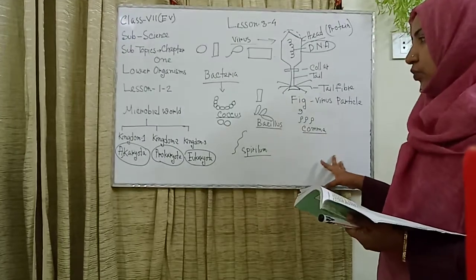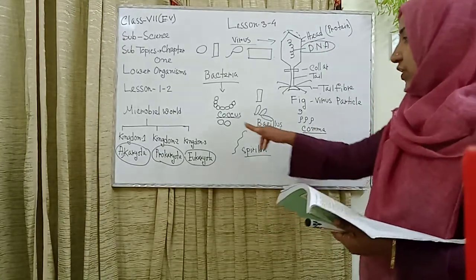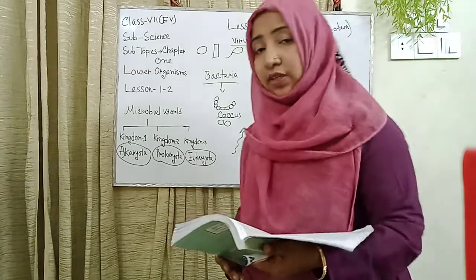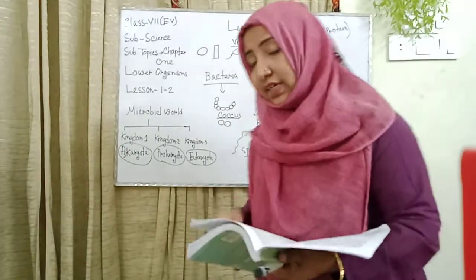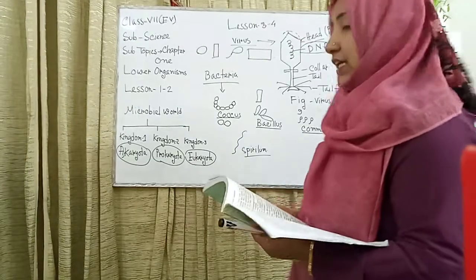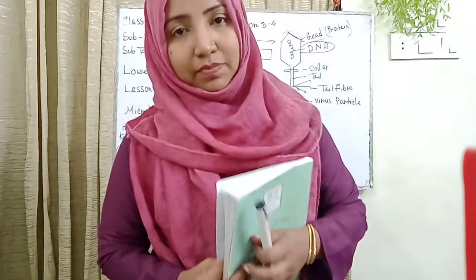Here is the bacteria. We also know about the four shapes. The first structure is the round shape, the coccus. Second is the rod shape, the bacillus. Third is the comma shape and the spirillum. That's all for today. Thank you, my dear students.